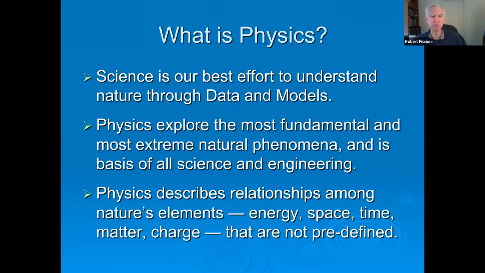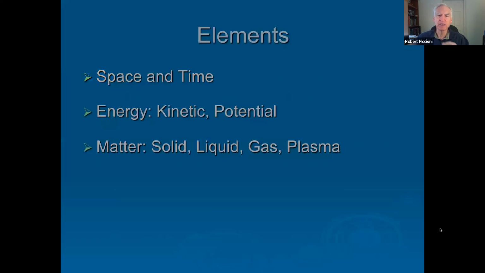So physics is that field of science which explores the most fundamental and most extreme of natural phenomena, the biggest, the smallest, the lowest energy, the highest energy, and so forth. And all of the other sciences, we physicists would claim, use physics as their foundation, as well as all branches of engineering. And physics describes the relationships among the various entities of nature, entities being primarily energy, space, time, matter, and charge. And these are concepts that we can't completely define. We can't tell you exactly what charge is, but we can tell you how charges interact with one another. And that's the limit of what physics can achieve.